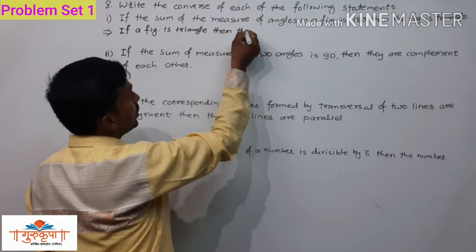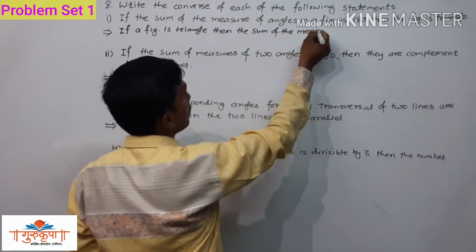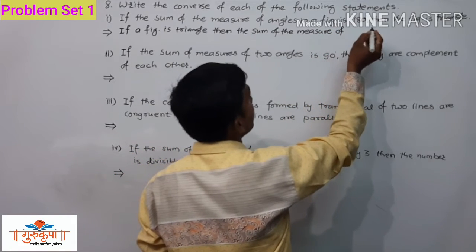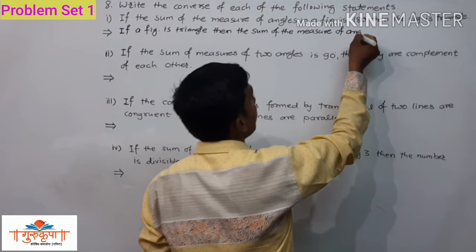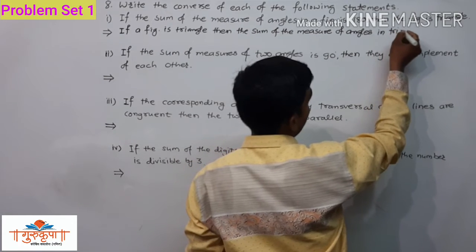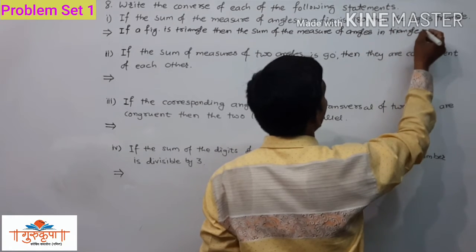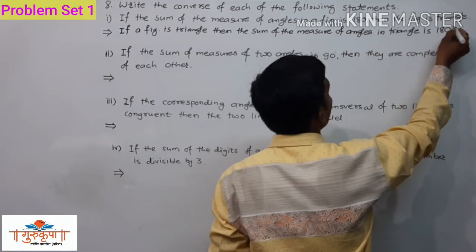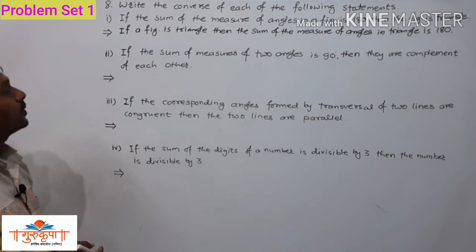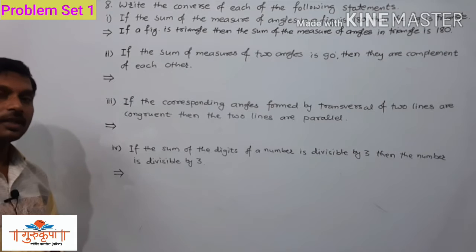Then the sum of the measure of angles in the figure is 180 degrees. Since the figure is a triangle, in place of figure we write triangle: angles in a triangle is 180 degrees. So this is the converse of the given statement. If a figure is a triangle, then the sum of the measure of angles in a triangle is 180 degrees.